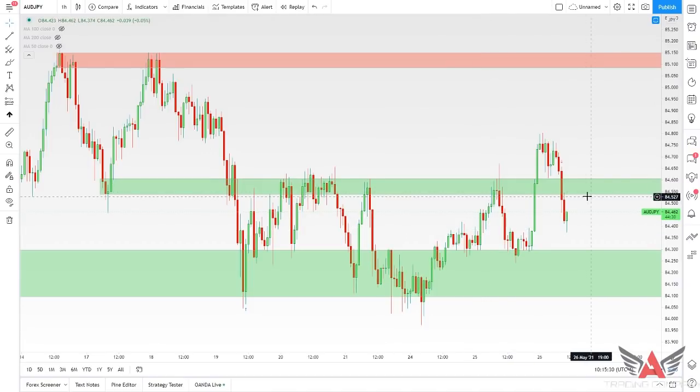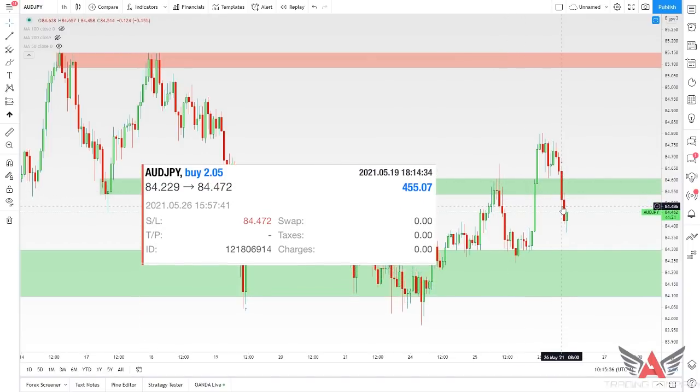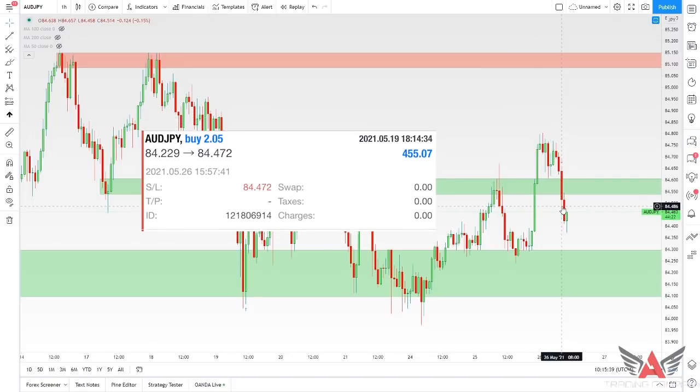I can't really complain. So price ended up coming back down, did not hold the level I was looking for, and ended up stopping me out there for around $400 on the trade. I will take it, and I will move on to look for some more setups.